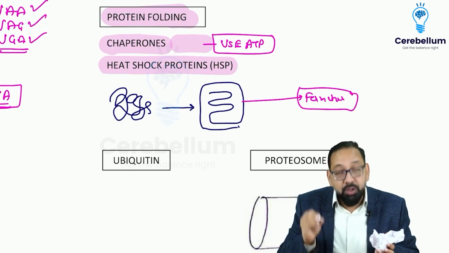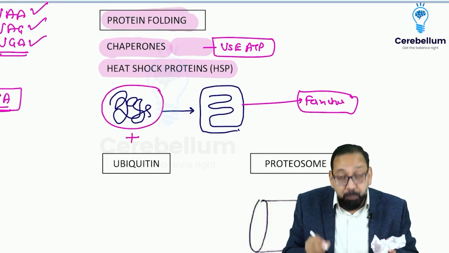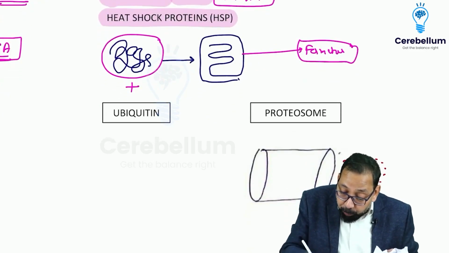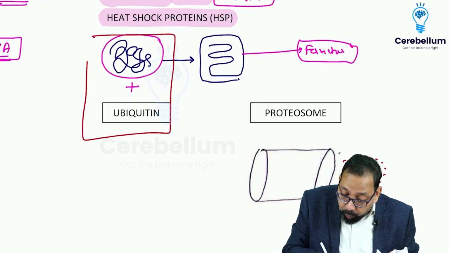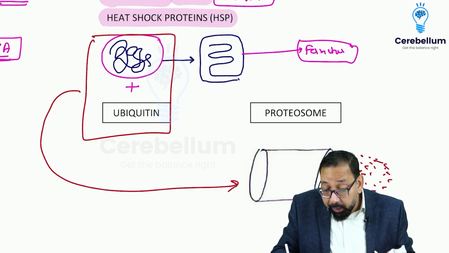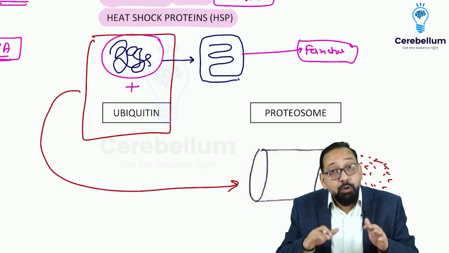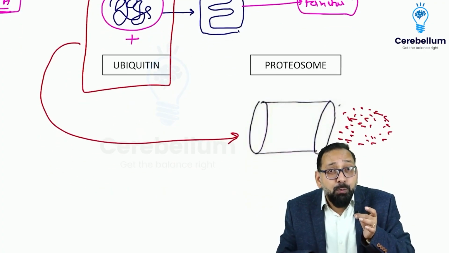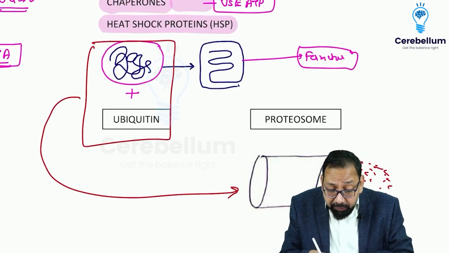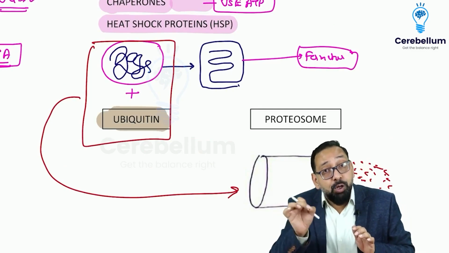But if it is not corrected, then the chaperone will attach it with ubiquitin. Now this misfolded protein attached with ubiquitin will go to the proteasome, and the proteasome will degrade this protein. Why? Because the chaperone has tried to correct it and it is not corrected, so it is better to degrade. How will the proteasome know whether this protein should be degraded or not? If it is attached with ubiquitin. Ubiquitin: "quit karo abhi", meaning degrade it.